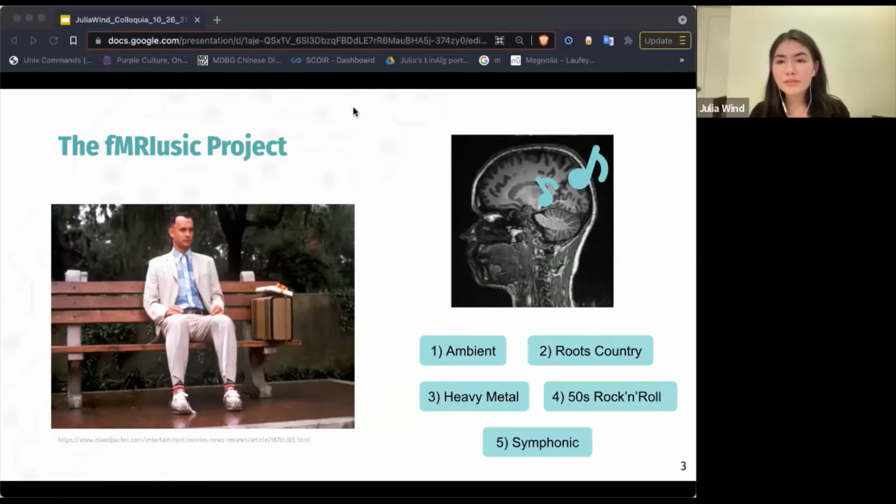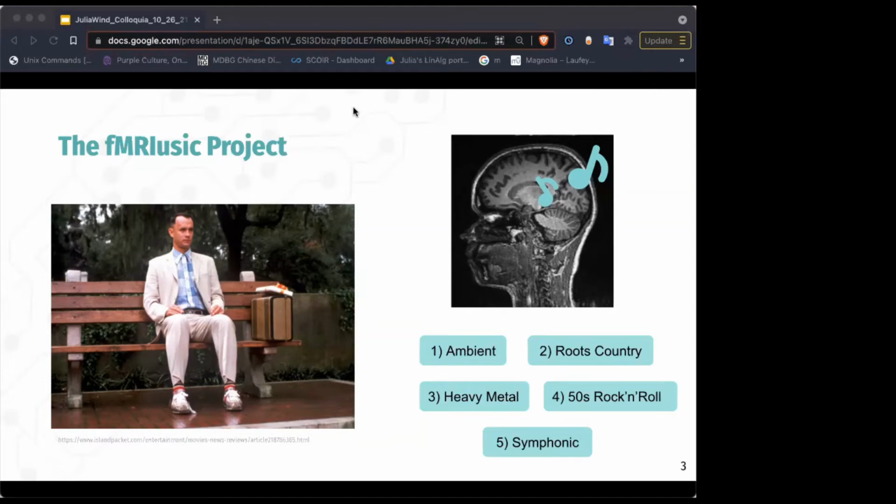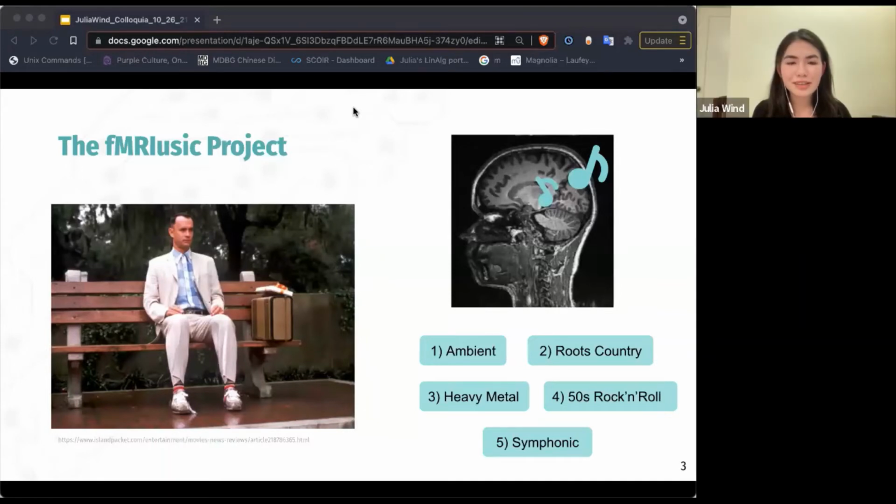Mm-hmm. So part of the study was that the subjects would look at scenes from the movie Forrest Gump and try to guess what genre of music was playing in those scenes without actually hearing the music themselves. I see. Have these persons seen Forrest Gump before, or was this their first time seeing the movie? I don't know the answer to that, but my guess is that these would be people that haven't seen Forrest Gump before.